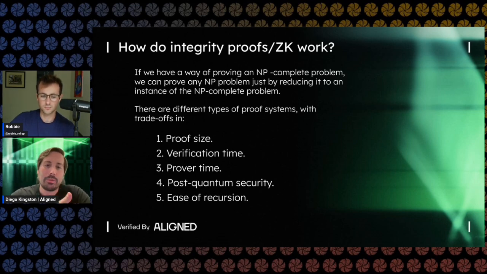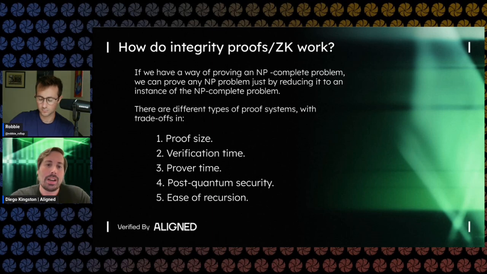And the idea is that if we have one of these NP complete problems, then any other problem in the class NP can be reduced to this NP, and if we have the proof, then we can generate the proof for this reduction.